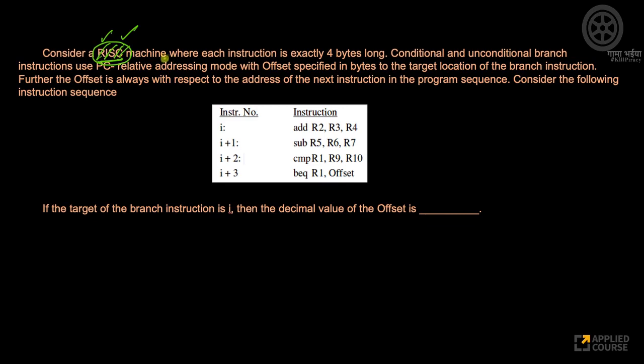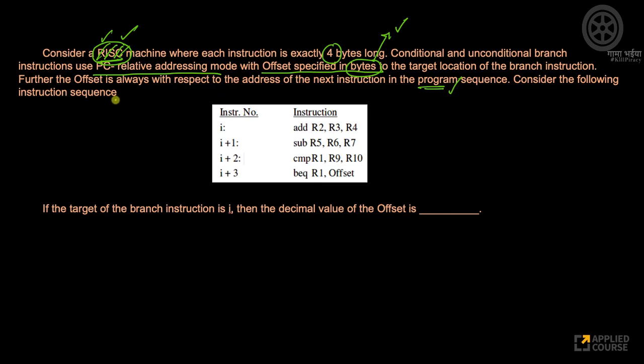So consider a microprocessor where each instruction is exactly 4 bytes long. Conditional and unconditional branch instructions use PC relative addressing mode, with the offset specified in bytes to the target location of the branch instruction. Offset specified in bytes means the memory is byte addressable. Further, the offset is always with respect to the address of the next instruction in the program sequence. That's what PC relative addressing mode is. They're just explaining what it is.